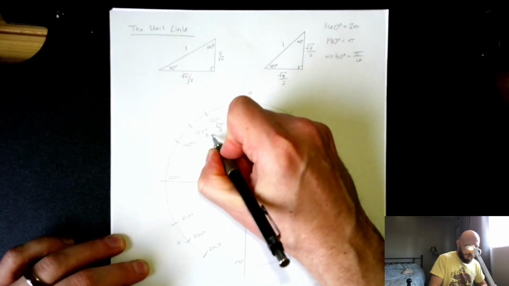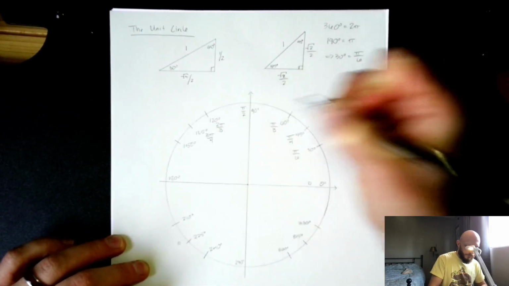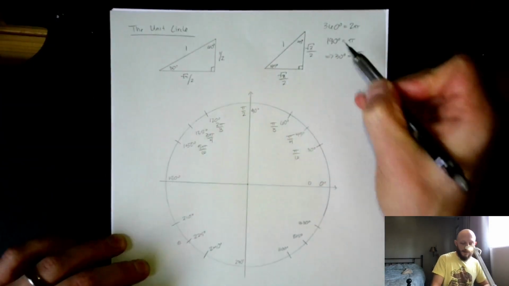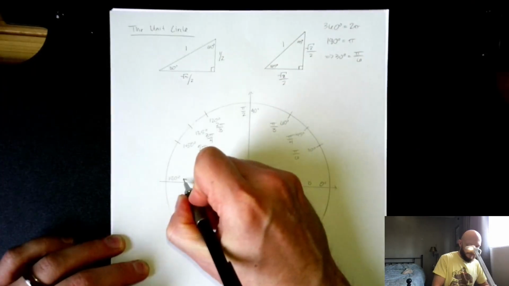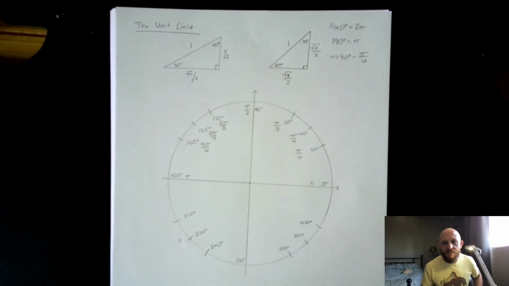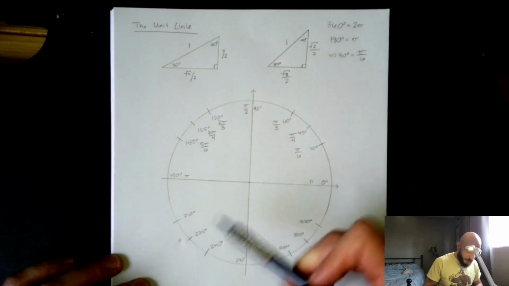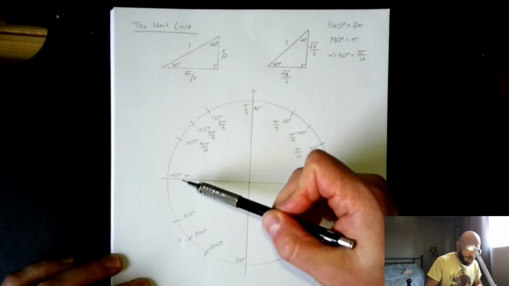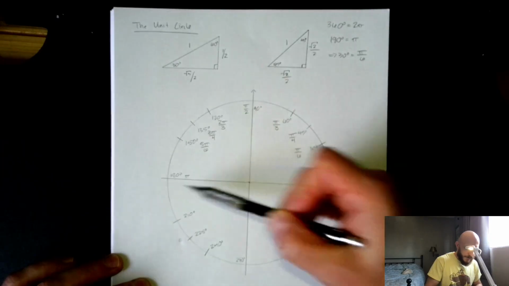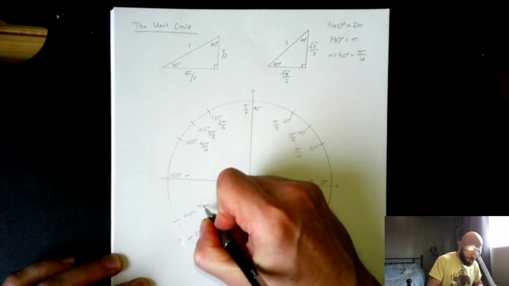135 is 3 pi over 4. 150, 5 pi over 6. 180 degrees, we have that right there. It's pi radians. Then, oops, 210, I guess I spit on my paper a little bit. Sorry, that's disgusting. 210 degrees would be, let's see, this is 6 pi over 6. Add on another pi over 6, 7 pi over 6.